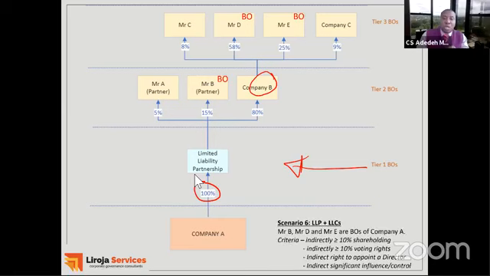So in conclusion, in filing the beneficial ownership information for the LLP, they are all indirect. We will capture Mr. B, we will capture Mr. D and Mr. E as the beneficial owners in company A. And the relationship is through the LLP.